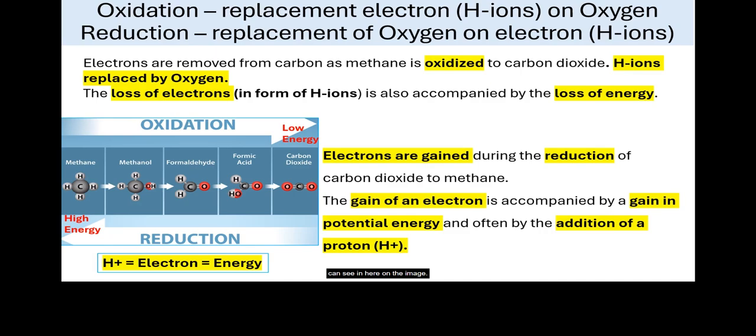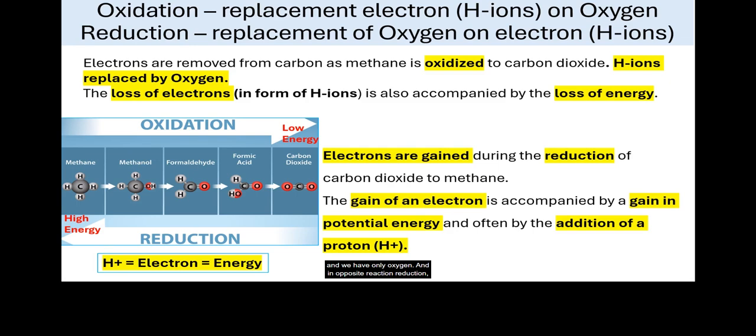The loss of electrons in the form of hydrogen ions also comes with a loss of energy. The more hydrogen is removed, the more energy the molecule loses. So methane has high energy because it has a lot of hydrogen, and carbon dioxide has low energy because it has no hydrogen and only oxygen.